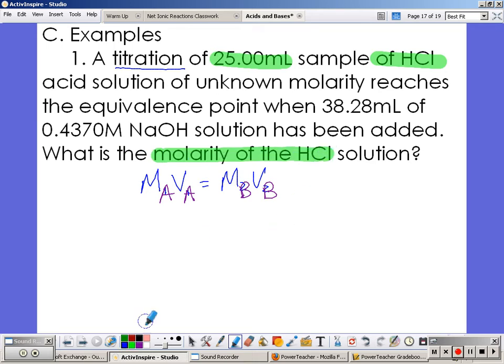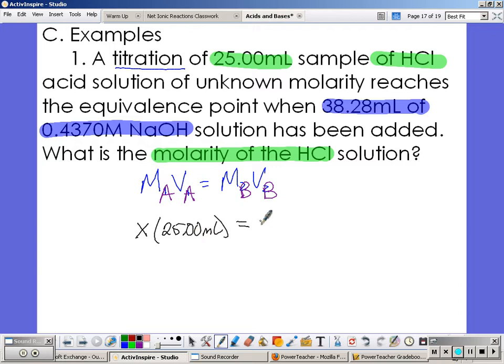For my base, 38.28 milliliters of 0.4370 molarity NaOH. So then I just need to plug in my numbers. I don't know the molarity of my acid. The volume of the acid was 25 milliliters, and that equals the molarity of my base times the volume of my base. Now the volume does not have to be converted here because we have V1 and V2. So as long as V1 and V2 are in the same unit, you don't have to convert the volume.